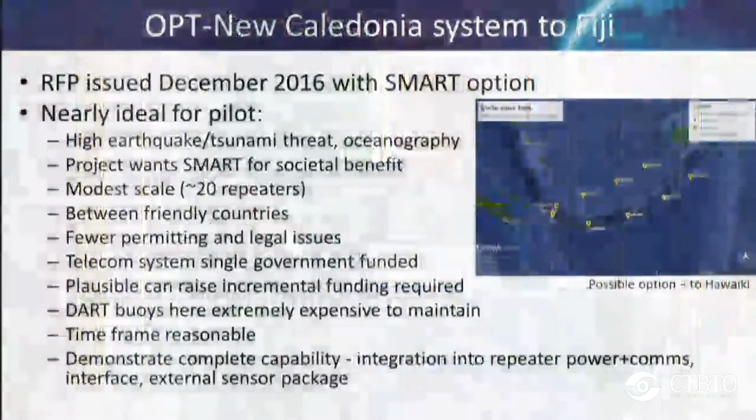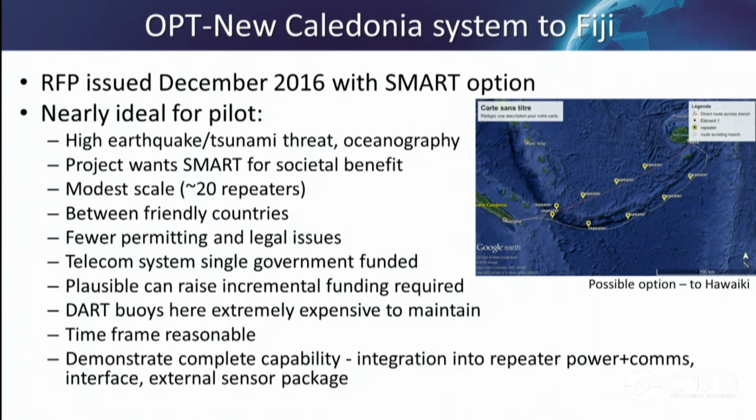And then also in this area, the DART buoys, there are a couple around here, and those are very expensive to maintain. So NOAA is interested, and NOAA is responsible for that, and they would like to see an alternative to the buoys. So this would demonstrate the complete capability of the concept.